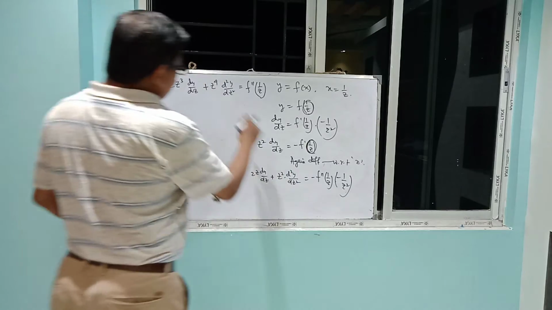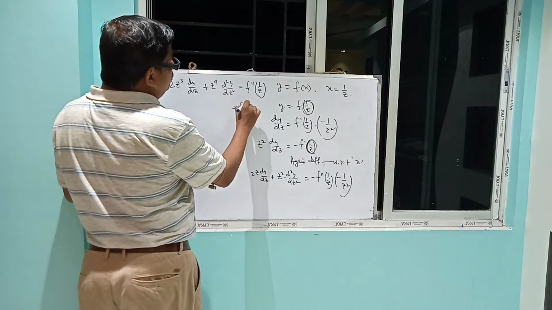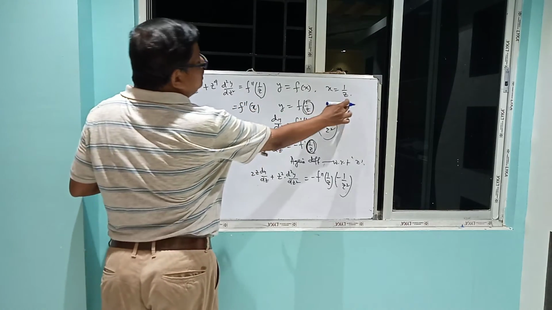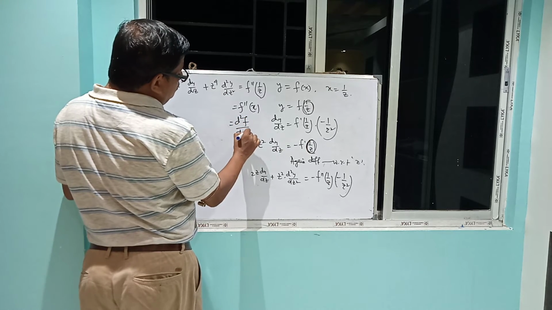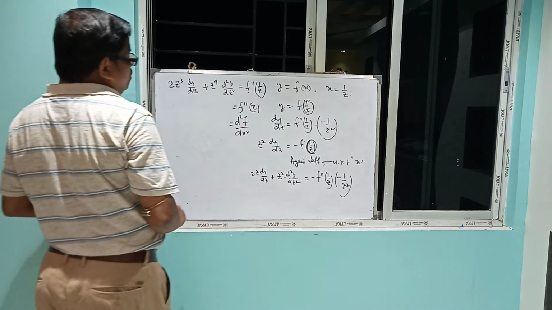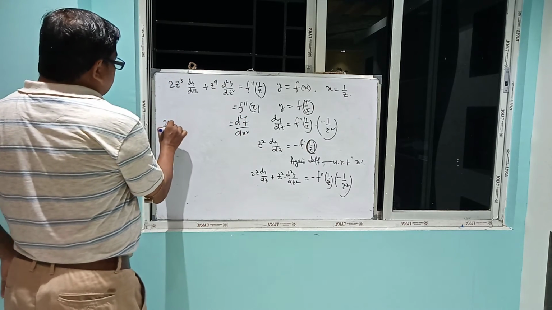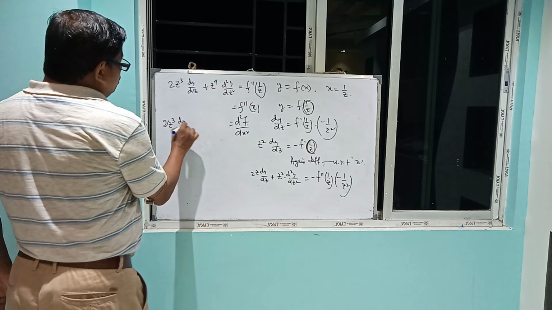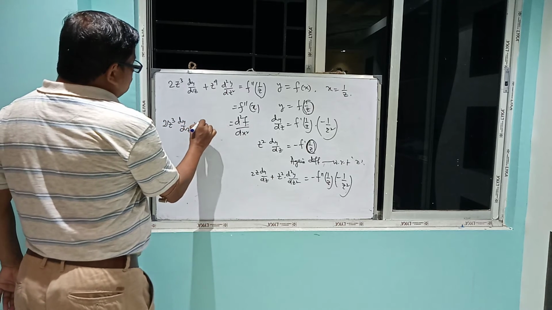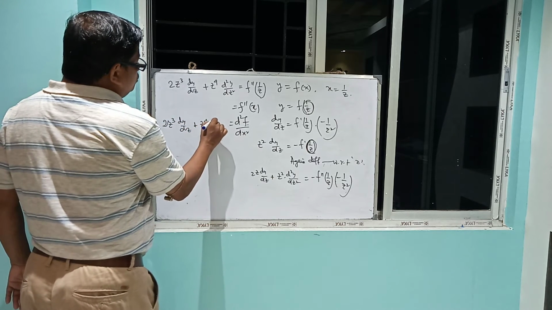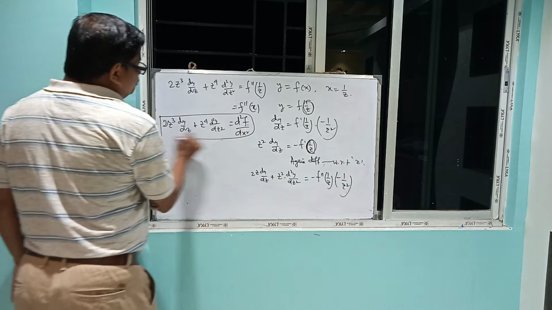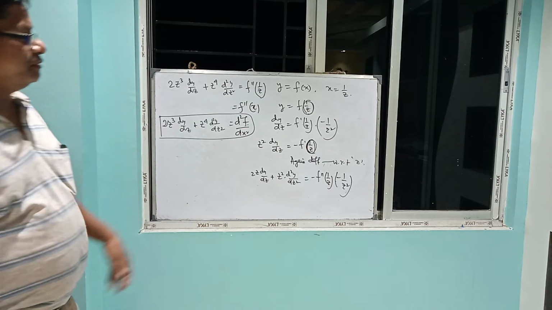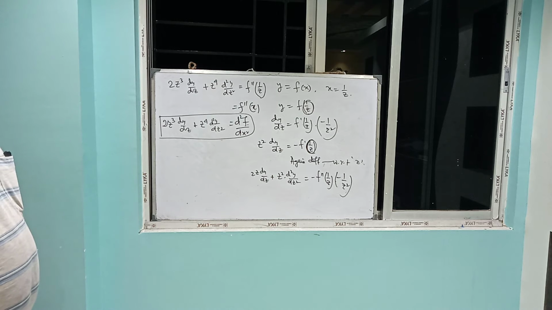This f double dash of x, since 1 by z means x is there, we can write as d2f/dx2. So 2z cube dy/dz plus z to the power 4 d2y/dz2 equals this one. Now, shortcut method.